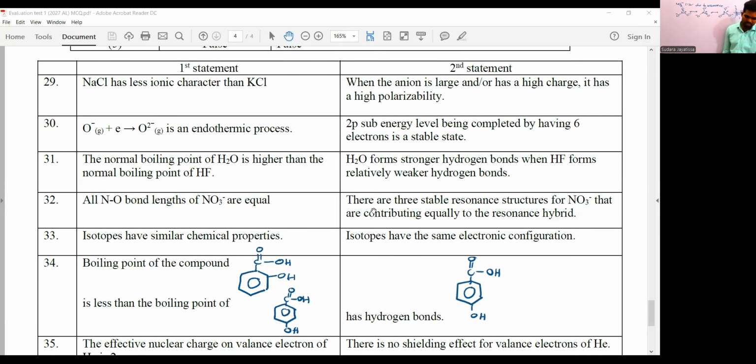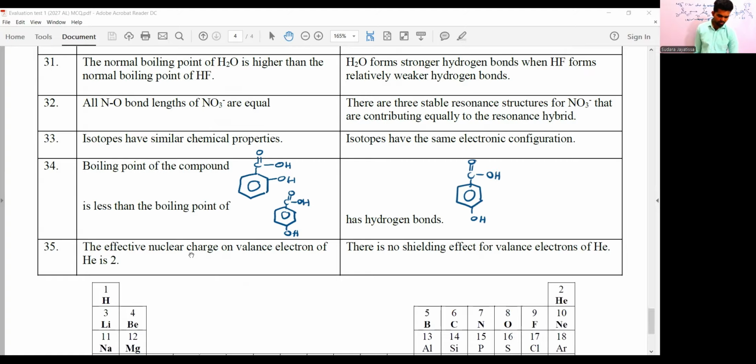The second statement is telling there are 3 stable resonance structures for NO3 minus that are contributing equally to the resonance hybrid. A very clear and good explanation. So the first statement is correct and the second one is also correct, and it explains the first. So the answer is answer 1. Now look at question number 33.